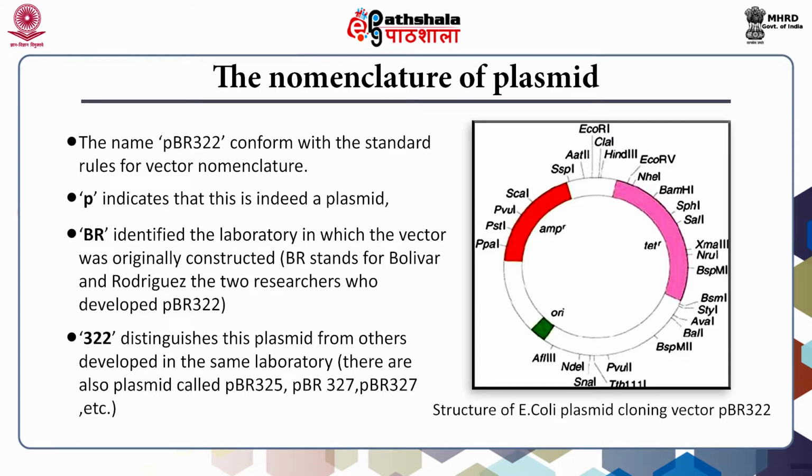The structure alongside shows an E. coli plasmid cloning vector pBR322.